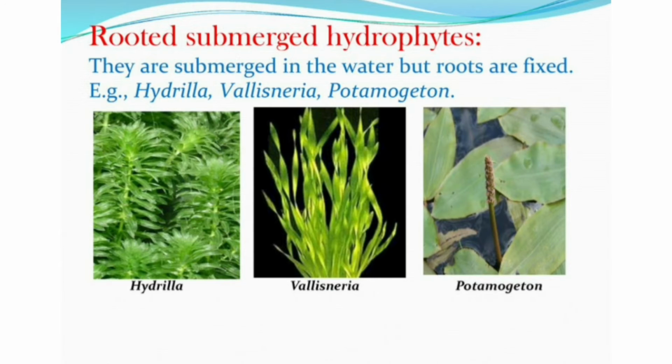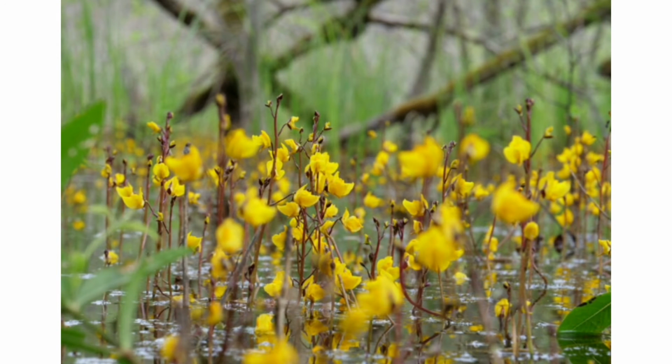The next picture is of Utricularia. It is a type of submerged and floating hydrophyte. These plants are completely submerged in water and are not rooted in the soil. Here you can see they are floating, and the full plant is submerged but not rooted.